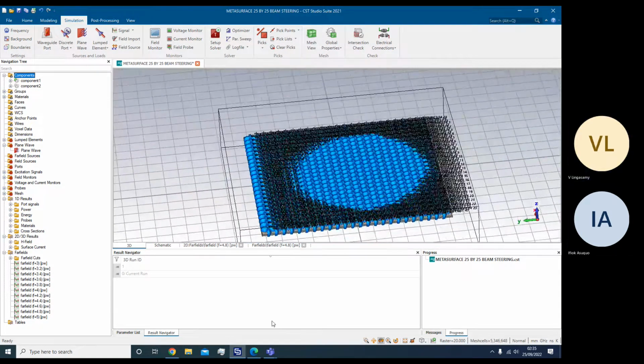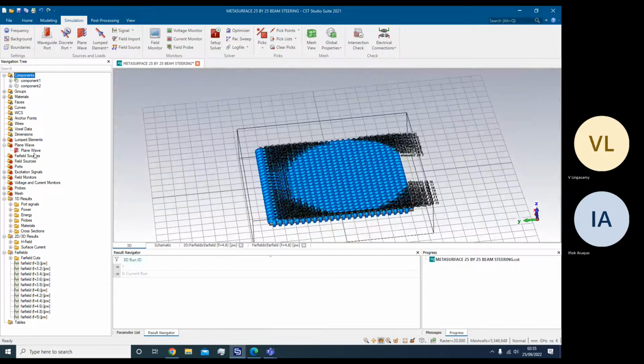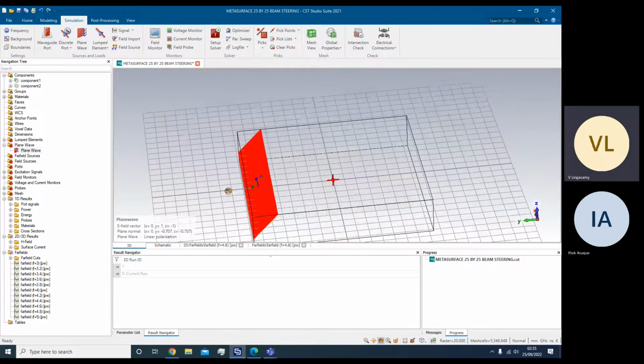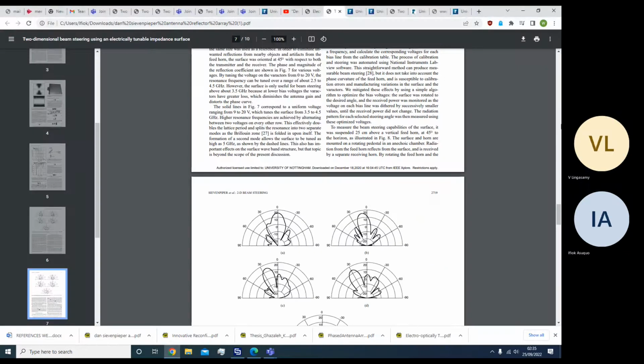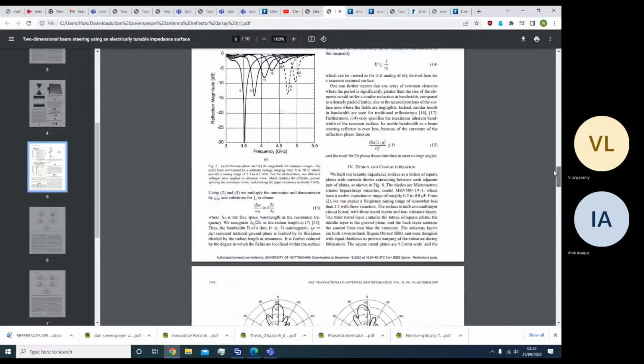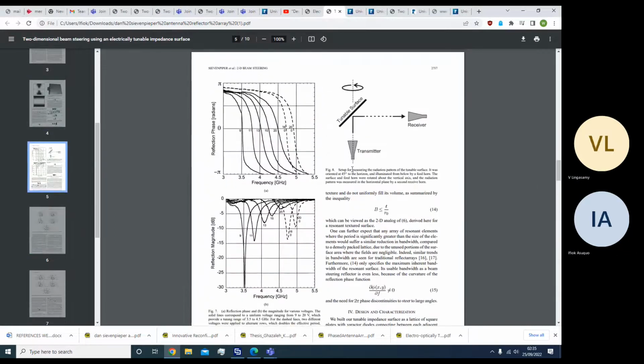So what I did now, you can see the structure. I use a plane wave. Correct. Can you see? Because I can see your screen. The paper says, I use the structure set up for measuring the radiation pattern for tunable. So it was oriented at 45 degrees. So this was a plane wave transmitter. Yeah, 45 degrees are exciting, and illuminated from a feed below by a feed horn. But I can't use a feed horn here.